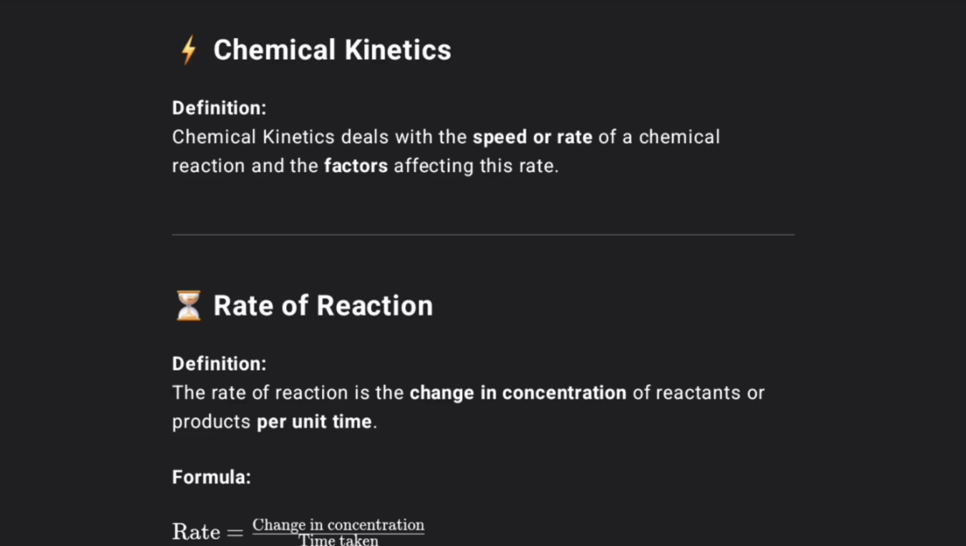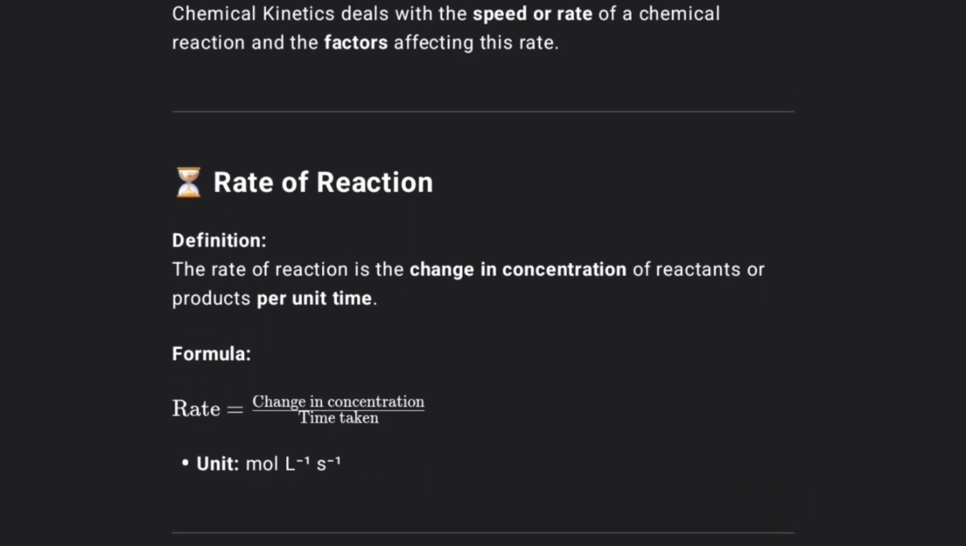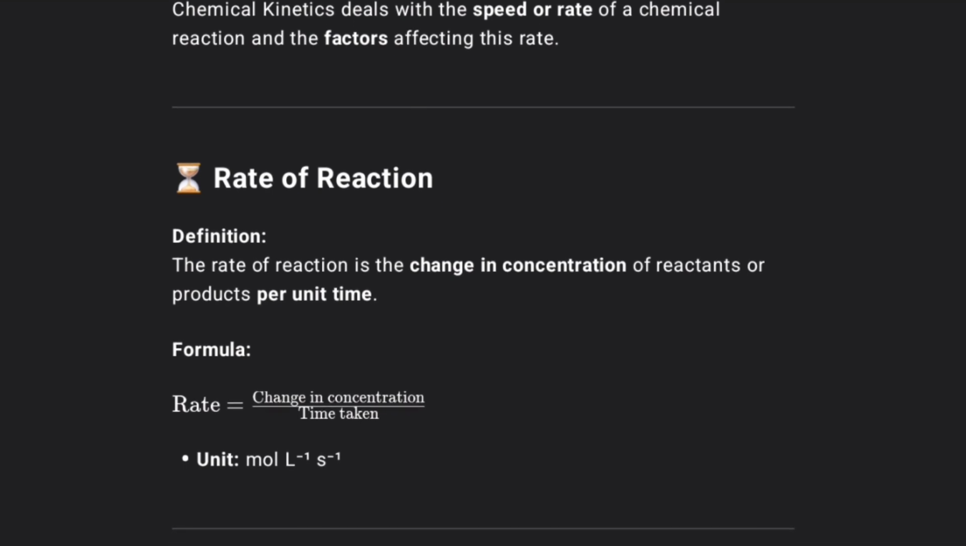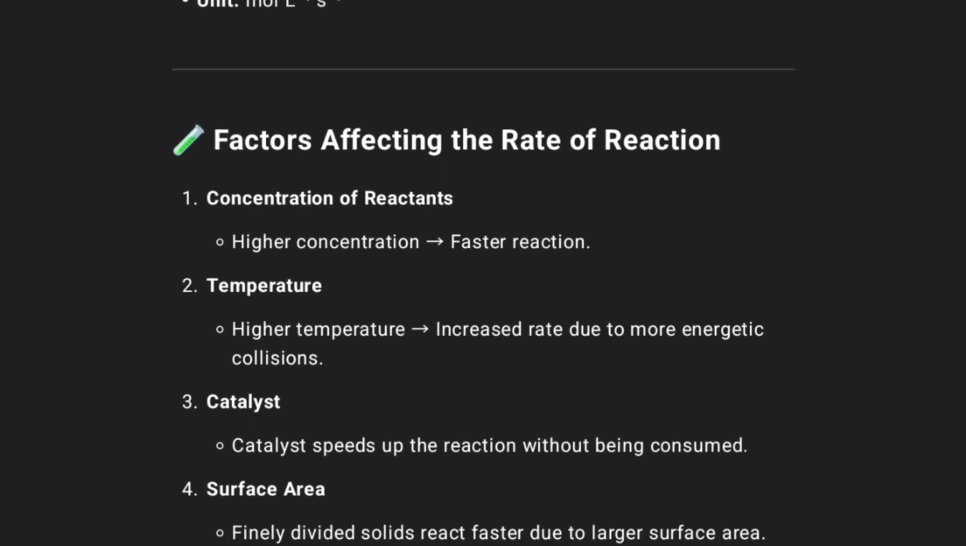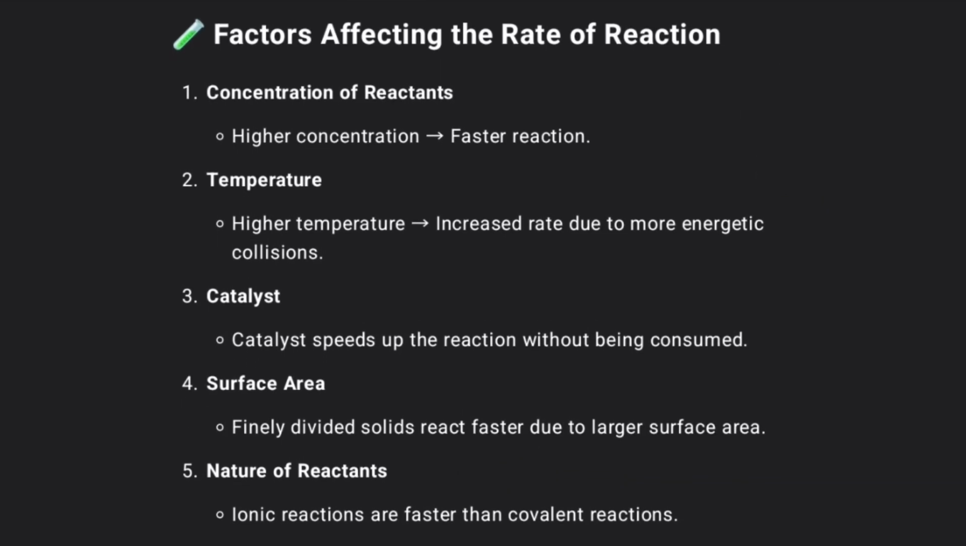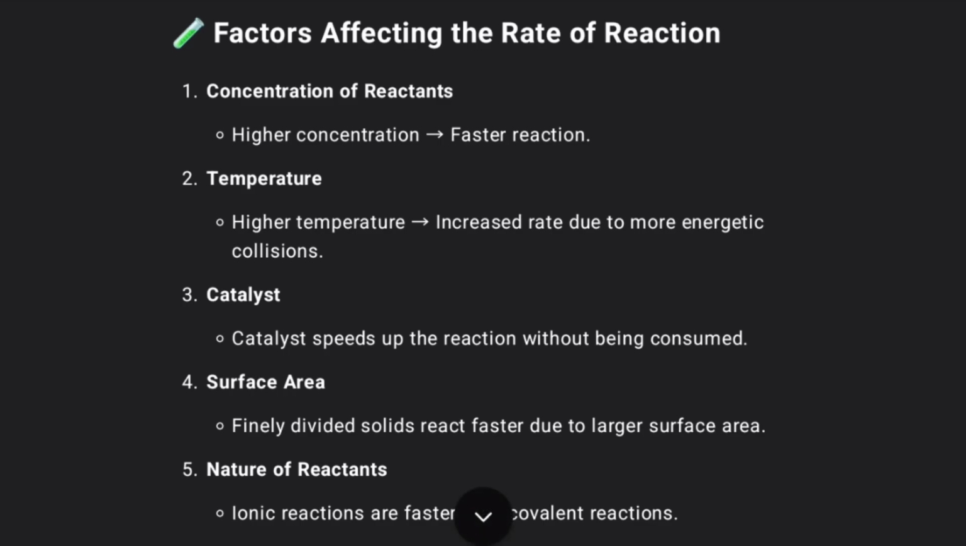Formula: rate = change in concentration / time taken. Unit: mol L⁻¹ s⁻¹. What are the factors affecting the rate of reaction? 1. Concentration of reactants. Higher concentration, faster reaction. 2. Temperature. Higher temperature, increased rate due to more energetic collisions.